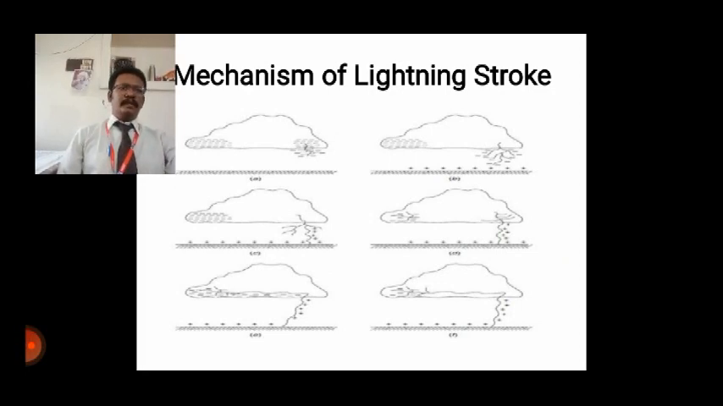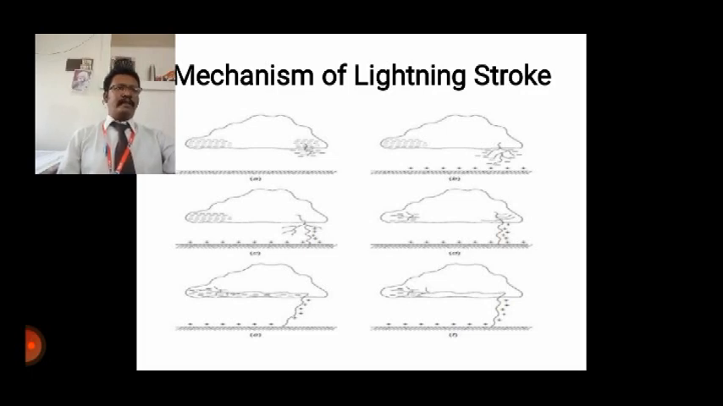Next, we are going to see the mechanism of lightning strokes. The lightning phenomenon is the discharge of the cloud to the ground. You can see the diagram and listen to the lecture. The cloud and the ground form two plates of a gigantic capacitor, and the dielectric medium is air. Since the lower part of the cloud is negatively charged, the earth is positively charged by induction. Actually, it happens because of the induction process.